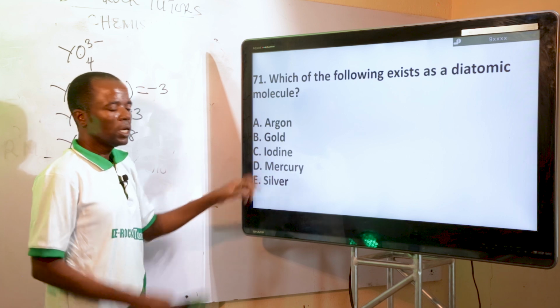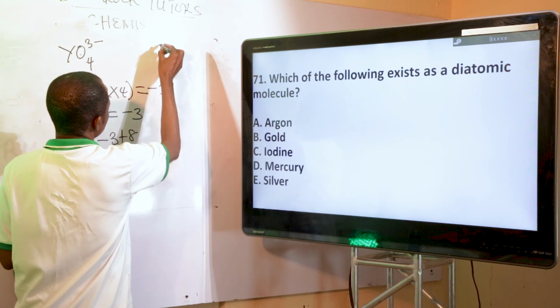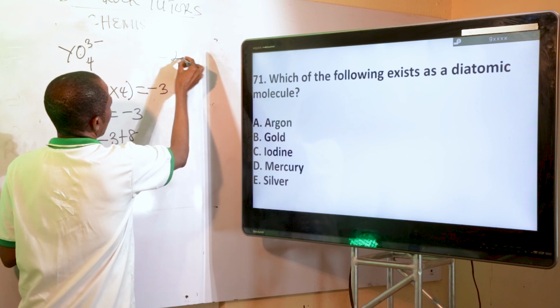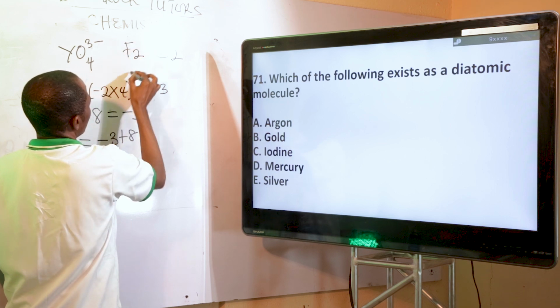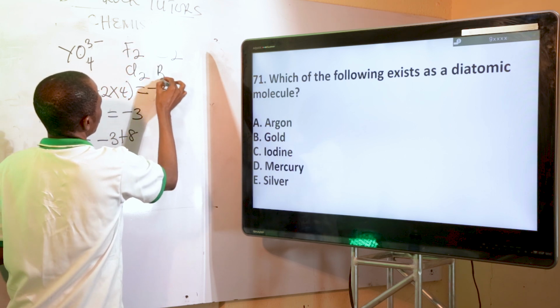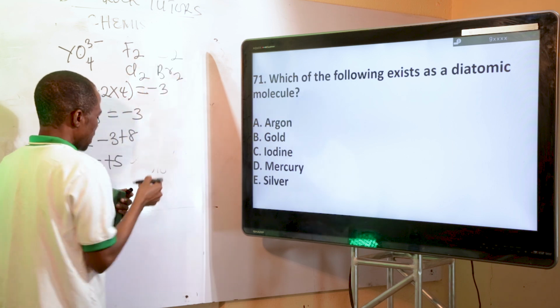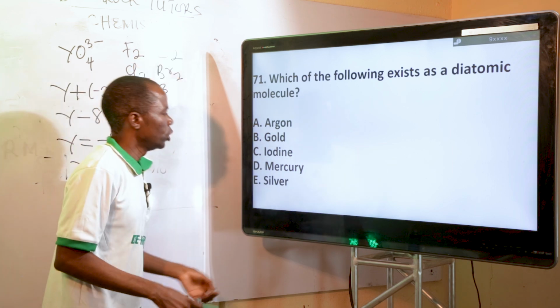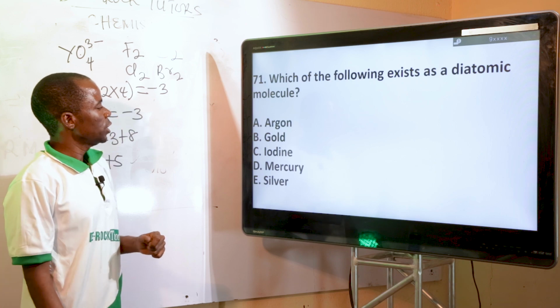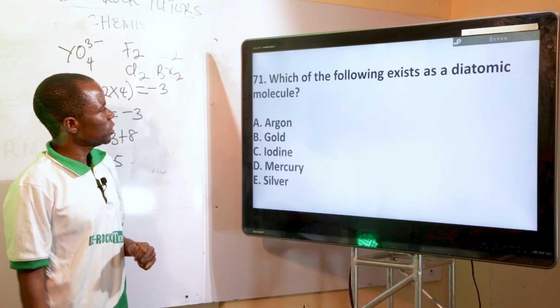The correct answer here is iodine. That is why iodine is written as I2. And you can see fluorine, F2, chlorine, Cl2, bromine, Br2. So all these ones are diatomic molecules. So the correct answer for number 71 is C. Let's go to number 72.